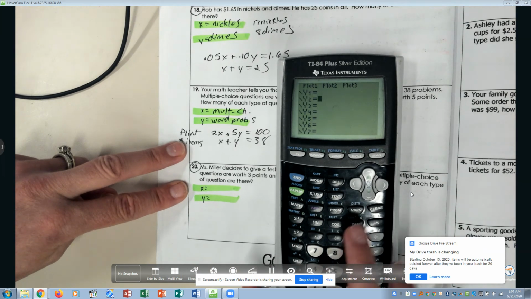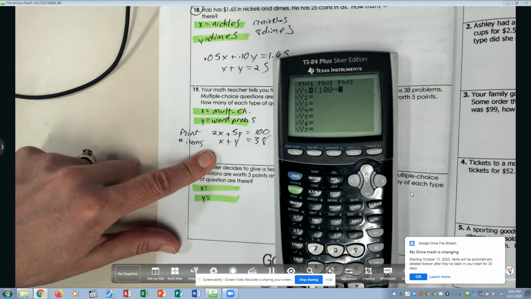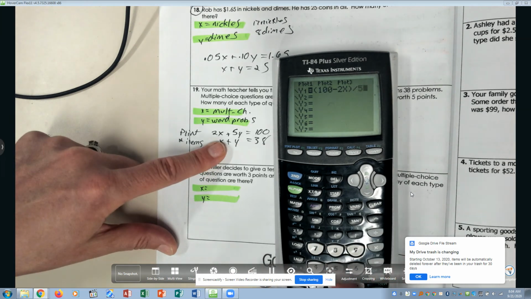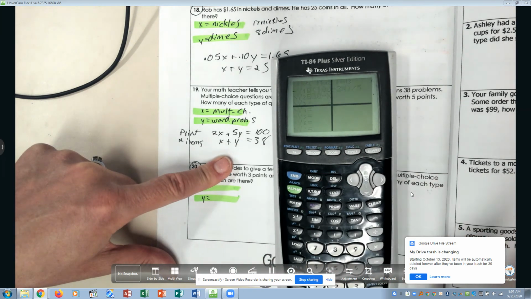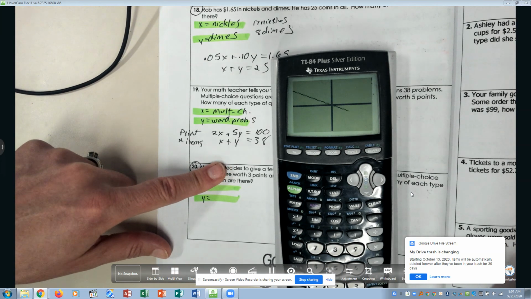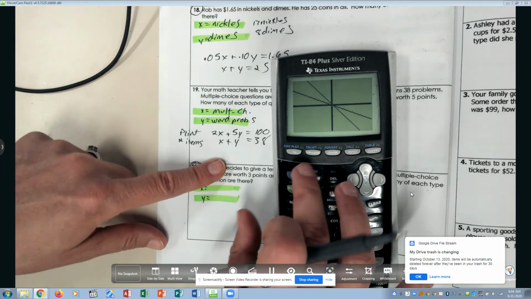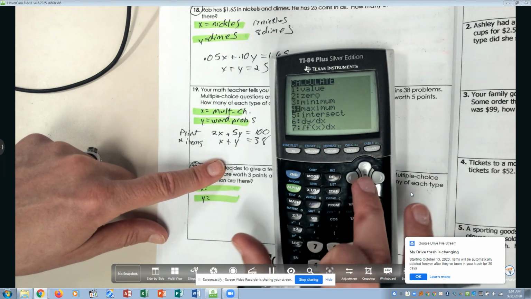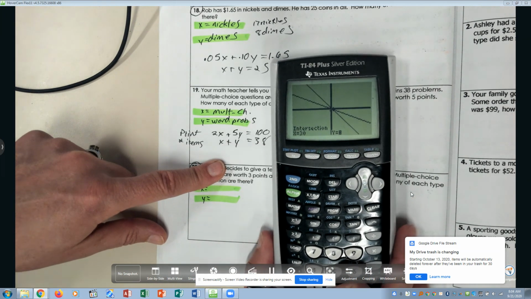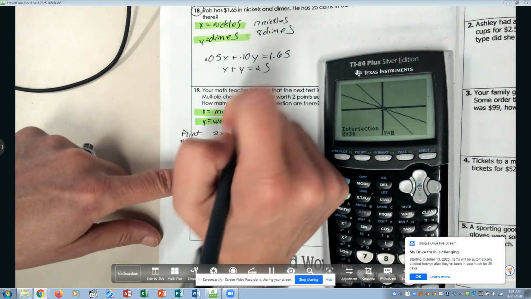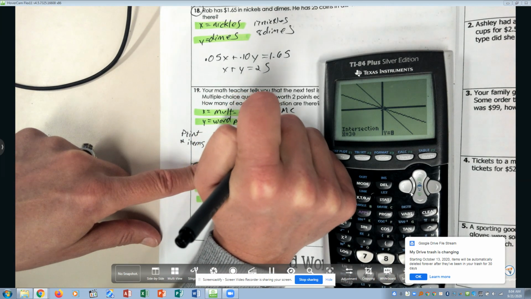All right, so 100 minus 2x divided by 5 and 38 minus x. See if we see the intersection point. My scale is so big it looks like this intersection point is not in the first quadrant, but it is. You just can't really see it that well. All right, there are 30 multiple choice and 8 essay. 30 multiple choice and 8 word problem.